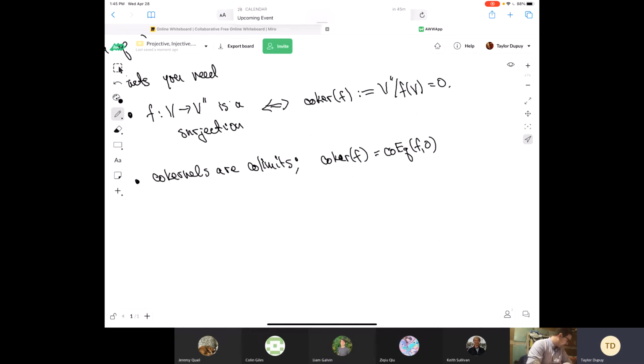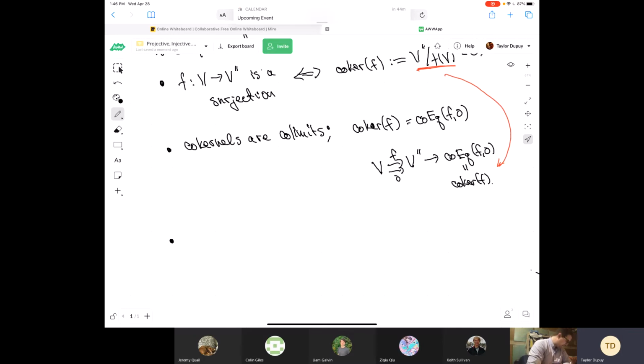The diagram associated to this is that you have f from V to V prime prime. You have these two maps here, f and 0, and then you have the co-equalizer here. It goes here, and this is the co-kernel. This is really the quotient that I wrote down above.